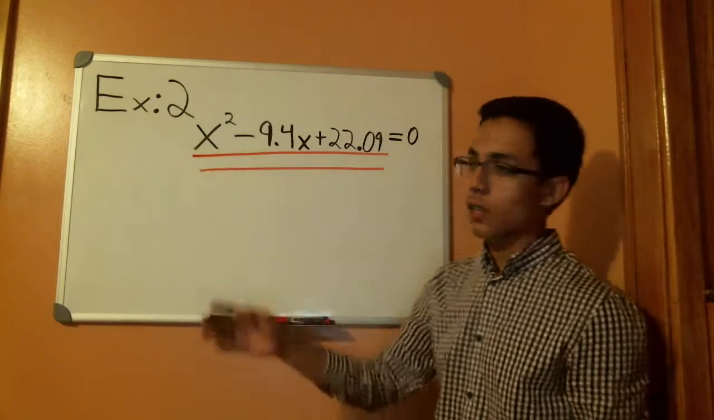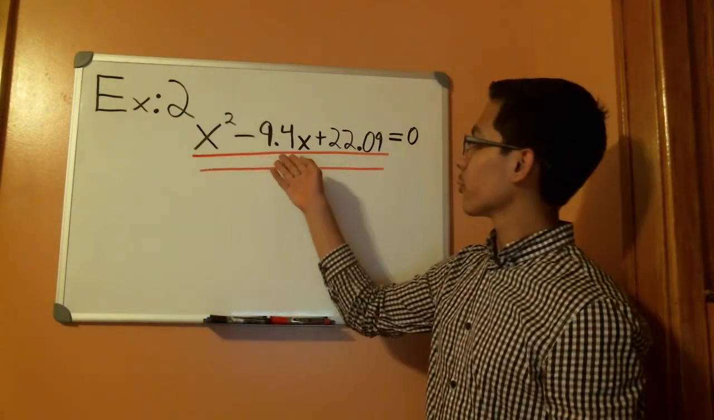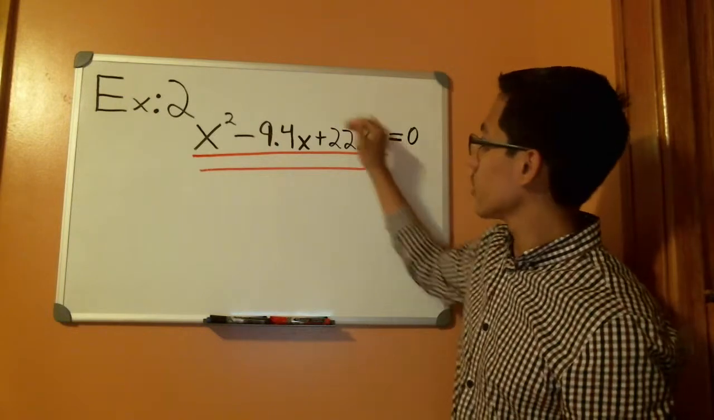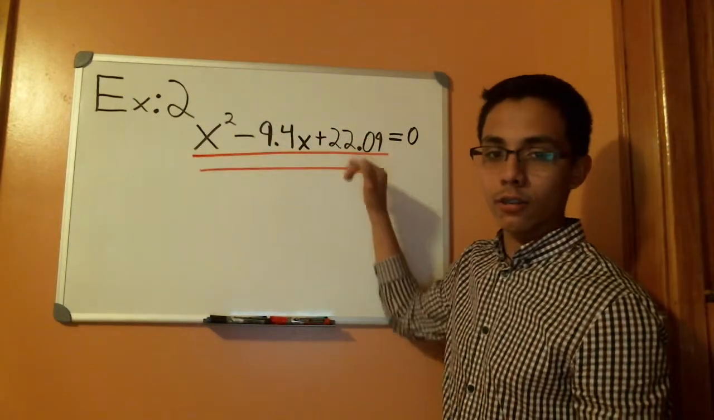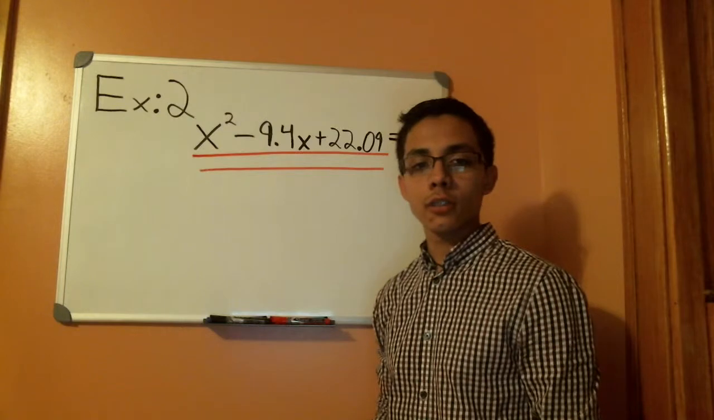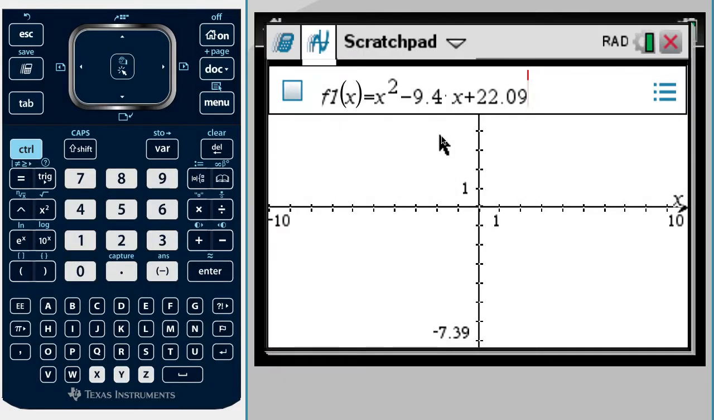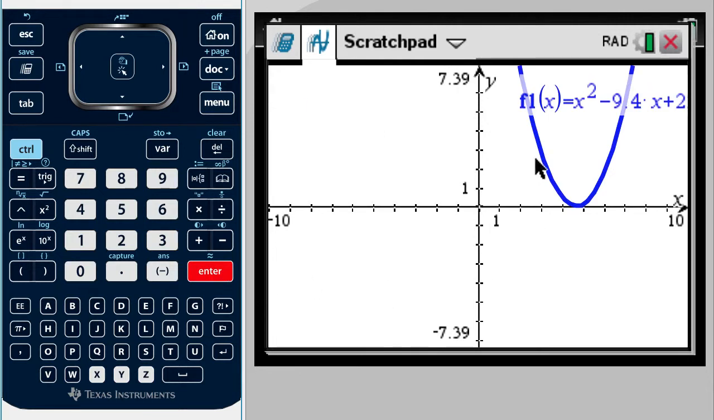Example 2. Since x squared minus 9.4x plus 22.09 is already set equal to 0, let's plug this function into the graphing calculator. Now let's see what this graph actually looks like. To save time, I've already inputted the function. Then press enter to draw the graph. Notice the parabola just touches the x-axis at one point, so we only have one solution.